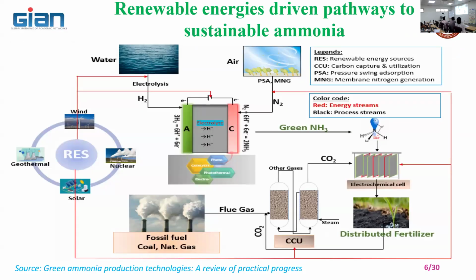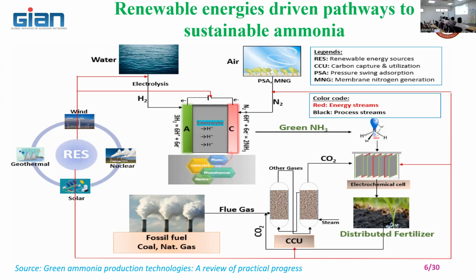So, renewable pathways to sustainable energy. We can combine all those things: wind, geothermal and solar. Water is there. You can take it to the electrolyzer. You can produce hydrogen. Then hydrogen is combined with nitrogen, which comes from air separation, absorption or the cryogenic separation method. We need to separate out nitrogen from the air. Then you combine it here.